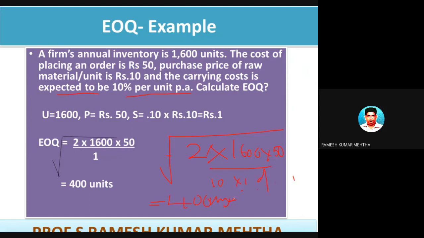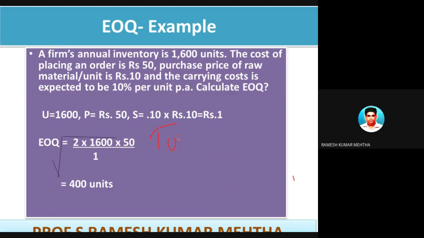The economic order quantity means whenever you place an order for the replenishment of raw material, you have to order 400 units. This is the first answer. Economic order quantity: you have to order at any time 400 units. Now what is the second one?